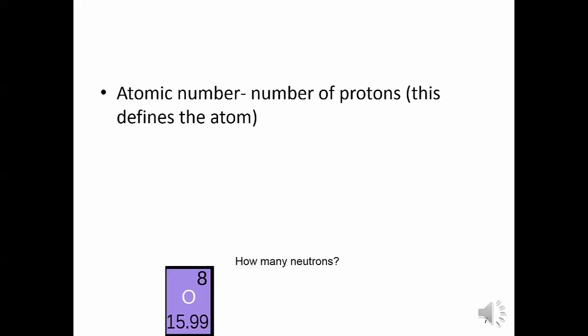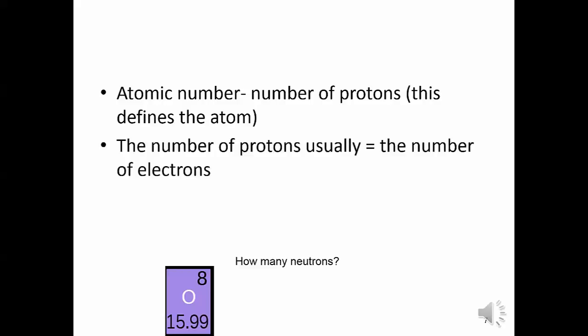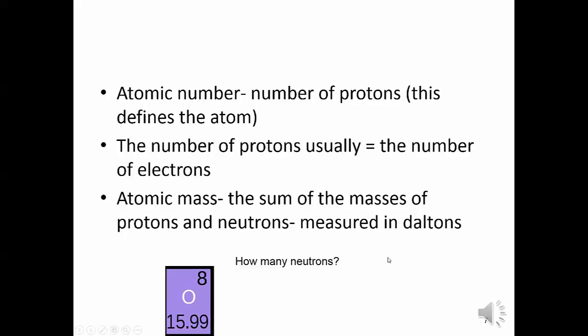So atomic number is the number of protons. That's how you define what an atom is. The number of protons is usually the same as the number of electrons. So in oxygen, there are 8 protons and 8 electrons. Atomic mass is the sum of the masses of protons and neutrons measured in a unit called daltons. So we have 8 protons, and we have an atomic mass of essentially 16 here. So you find the difference between 8 and 16, which is 8, and that tells you how many neutrons there are in oxygen.